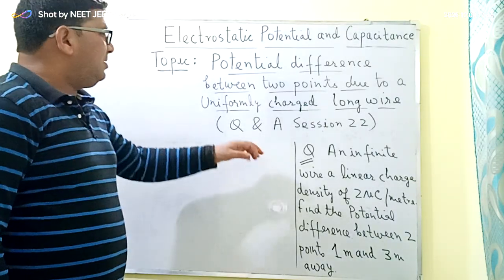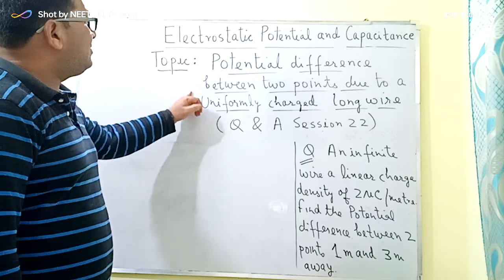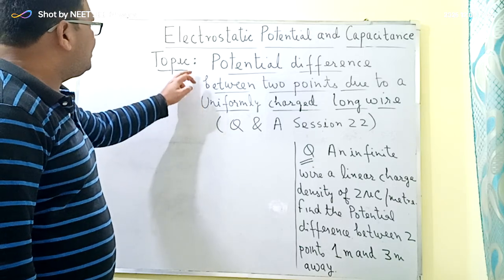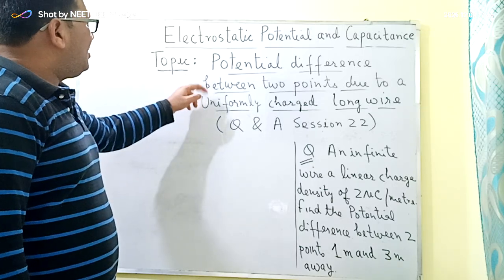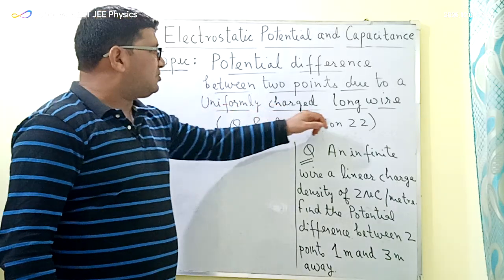Good evening everyone and welcome to the Q&A session 22 from the chapter of electrostatic potential and capacitance. The topic is the calculation of potential difference between the 2 points due to a uniformly charged long wire.